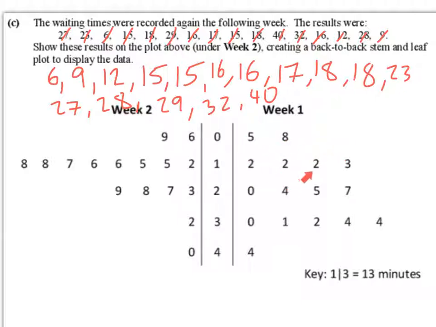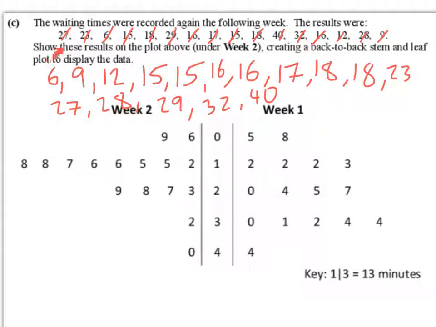Then 0, 4, 5, 7. So the numbers are getting bigger as we move outwards. Then 0, 1, 2, 4, 4. Again, the numbers are getting bigger as we go outwards. On the opposite side, though, on the left-hand side, the smaller numbers are closest to the stem. So these will be the smaller numbers, and they get bigger as we move outwards.